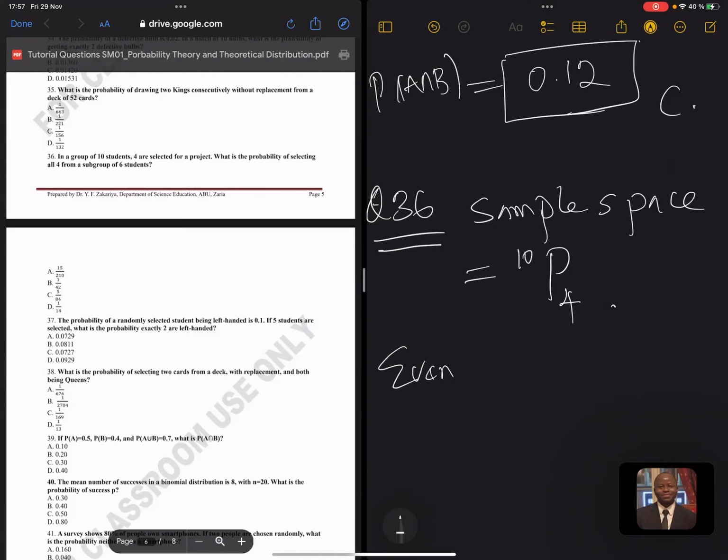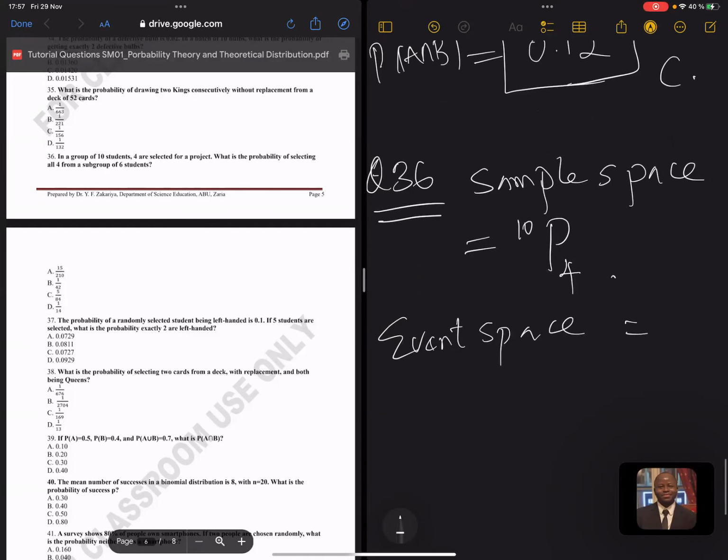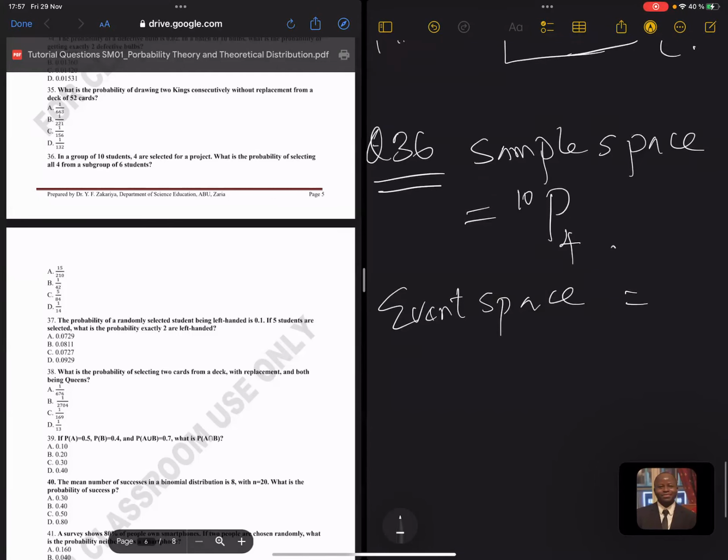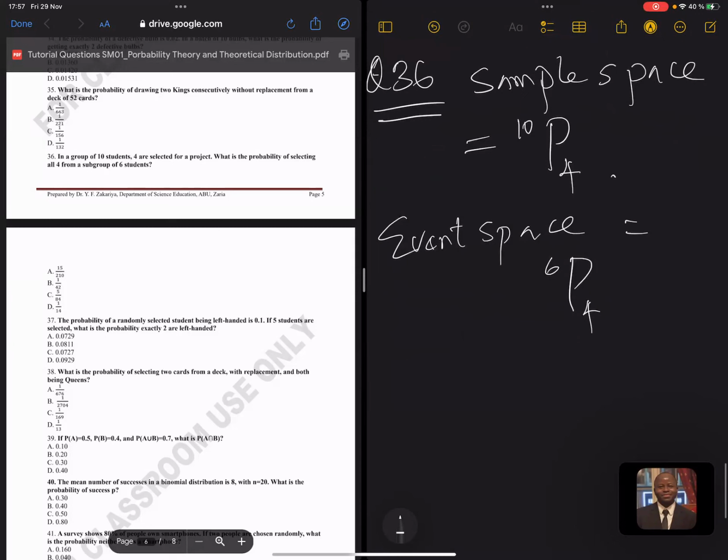But the event space is saying, what's the probability of selecting this 4 from a subgroup of what? 6. A subgroup of 6. That is the event space. Remember, event space is a subset, a subgroup of sample space. So your event space is going to be selecting 4 from what? From 6.